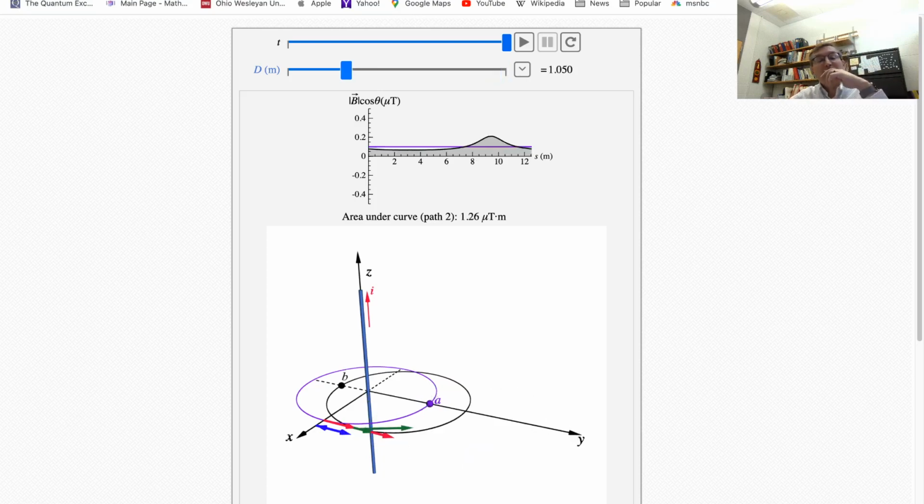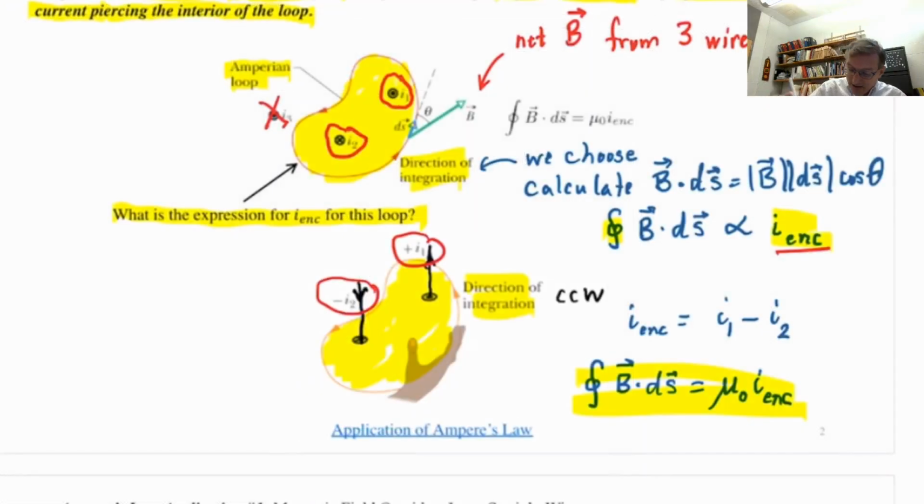Let's go back to a case like that, where we are encircling the wire with path 2. Note the area under the curve. Let's use that number to figure out what that current in the wire is. Okay, let me go back to my OneNote, and I'll just come down here to the side. And I'm talking now about the application from the animation.